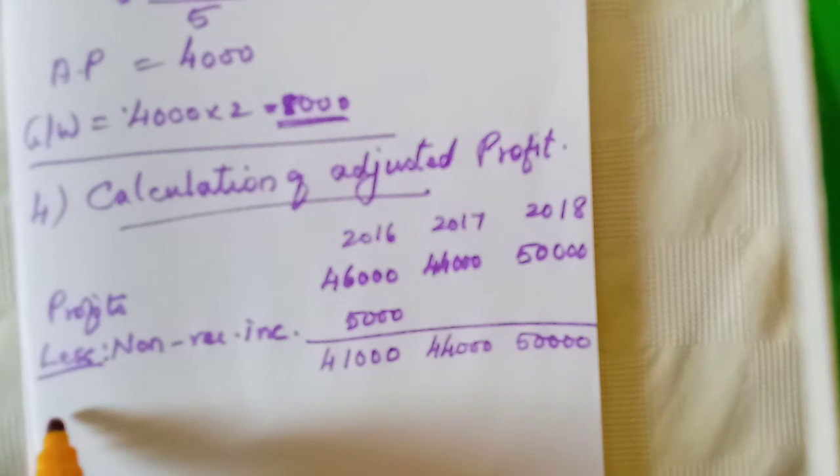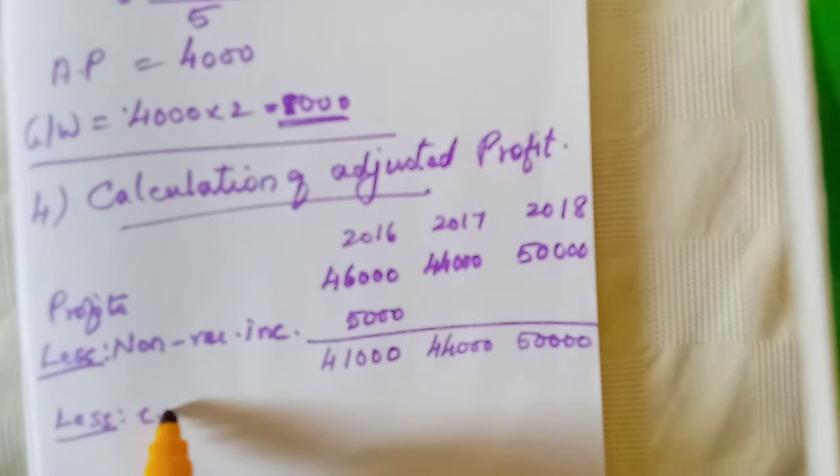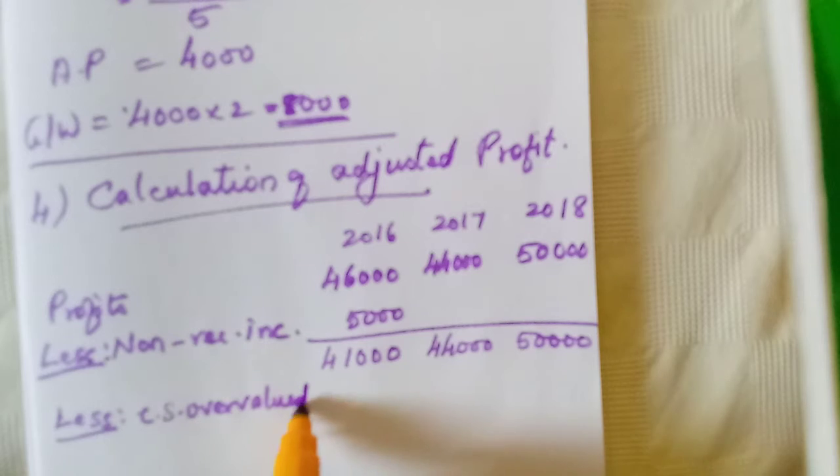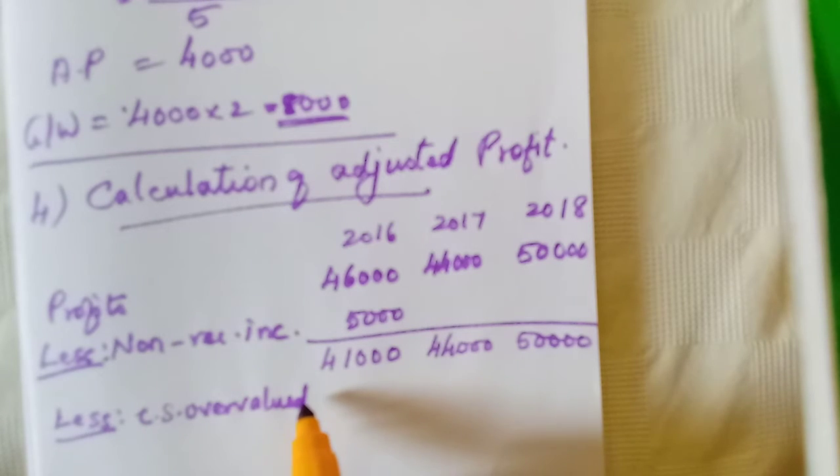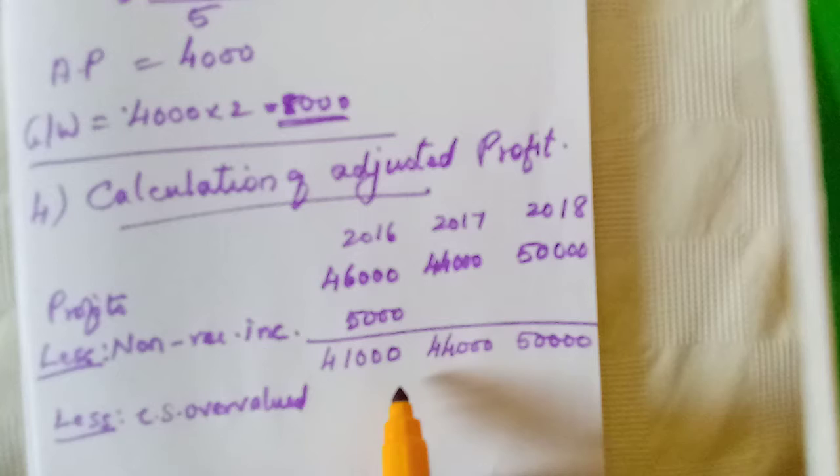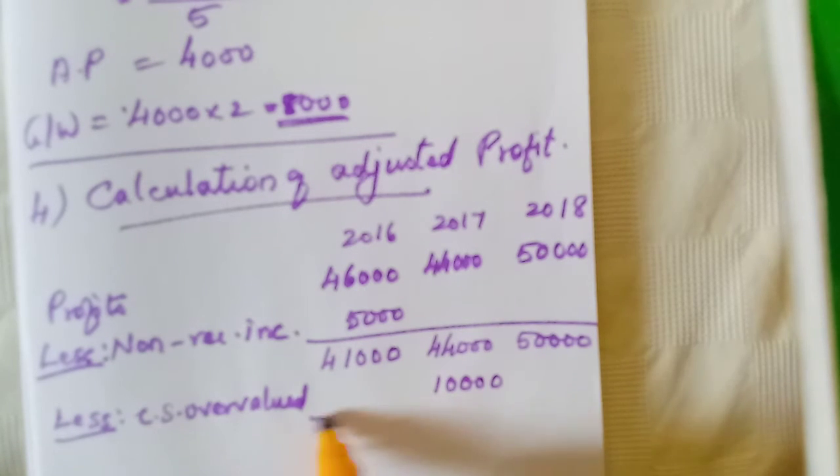Then the second one: closing stock of 17 was overvalued by 10,000. So we have to deduct that overvalued closing stock, because it will show more profit. That is why we need to deduct it, in the year 17. Write the remaining amount.